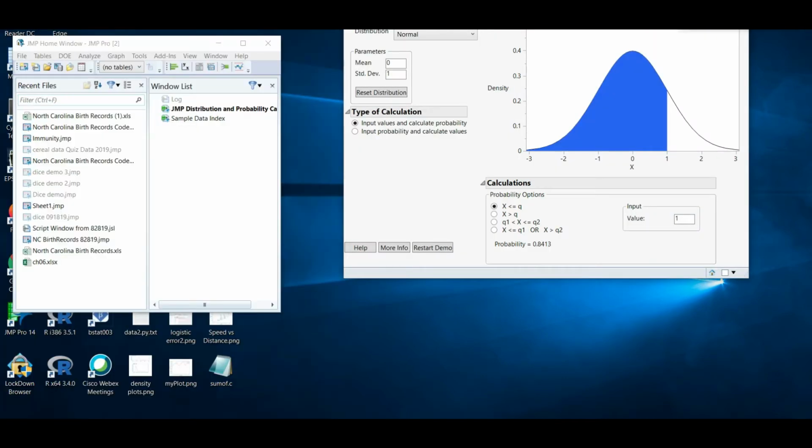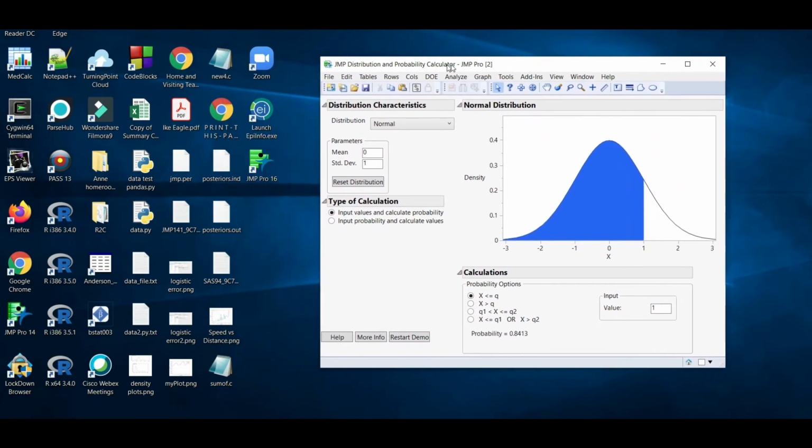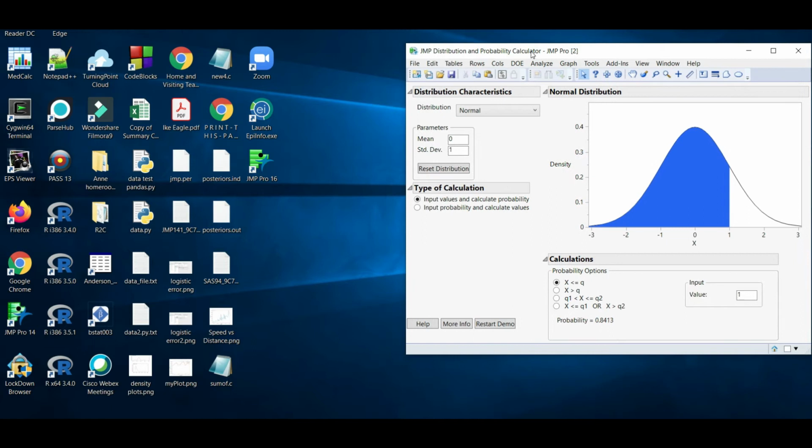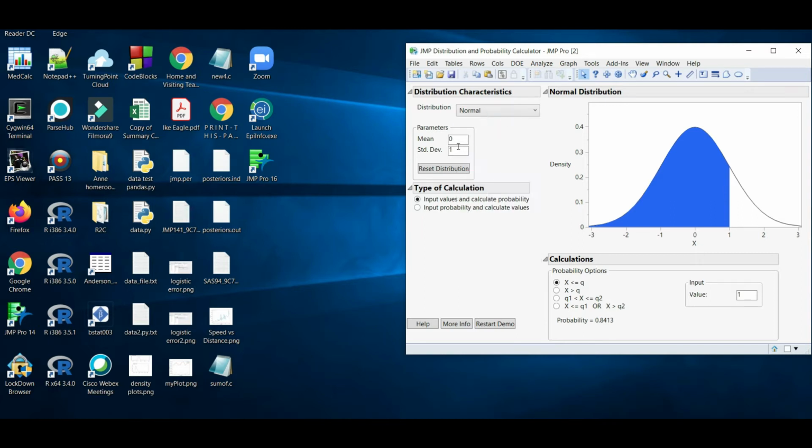So let me just orient you to this distribution calculator so that you're familiar with it. Here we have lots of distributions that are available to calculate probabilities from. We're going to be focusing on the normal distribution. The standard normal distribution has a mean of 0 and standard deviation of 1, which is the default setting for this normal distribution in JMP. So I don't have to change anything on that.